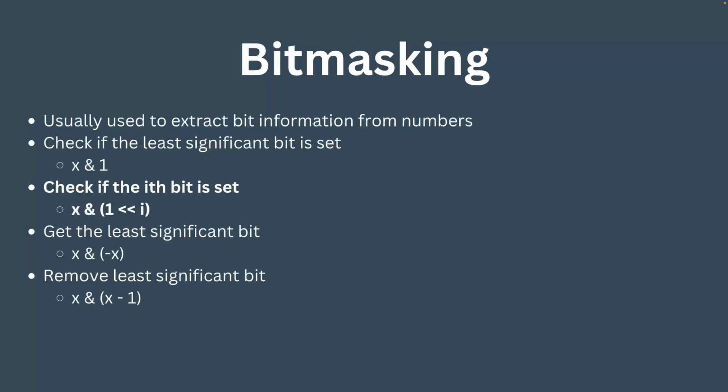And you can also remove the least significant bit. By least significant bit, I mean the first bit that's set to 1 going from right to left. You can remove it by ANDing the number with itself minus 1. Again, if you play around with it on paper, you can see why, but you don't really need to worry about that too much.